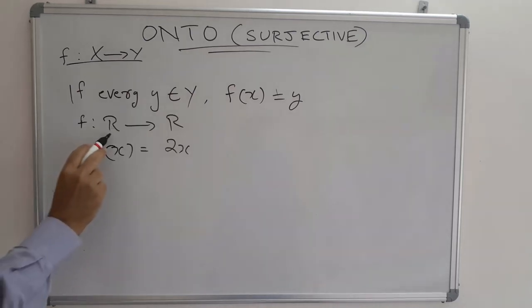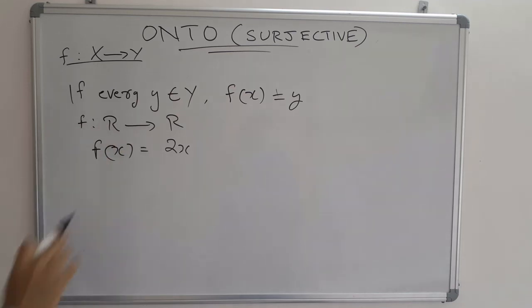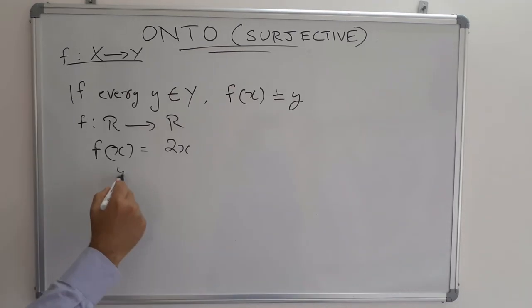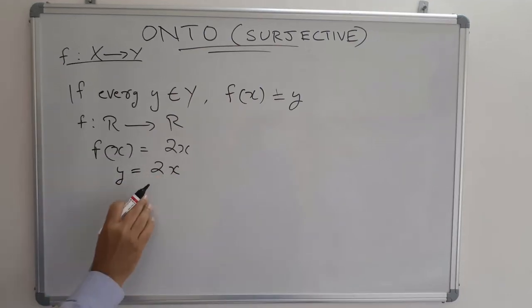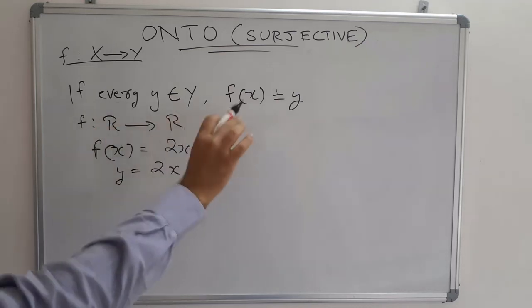So this function is from real numbers to real numbers, and this is the definition, f of x equal to 2x. We are going to check if it is onto or not. So we write this f of x as y is equal to 2x. And what is x? We are going to take the value of x from here in terms of y, and we are going to put it in the f of x. So that is as per the definition.